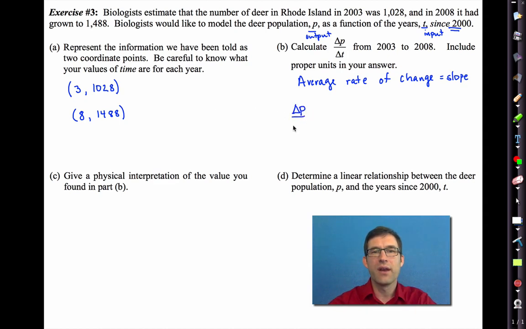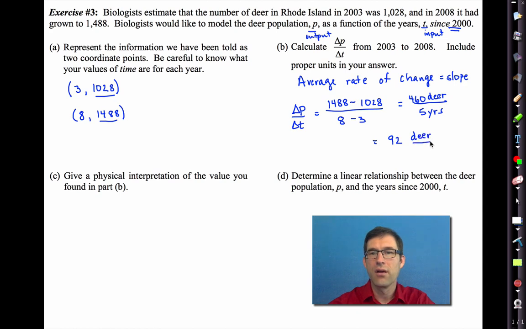So delta P divided by delta T, we'll take our second population, 1488, minus our first population, 1028, divide it by 8 minus 3. Okay, do a little cheat sheet here. 460, watch me track the units right now. 460 deer, right? Divided by 5 years gives me 92 deer per year. There's my average rate of change.